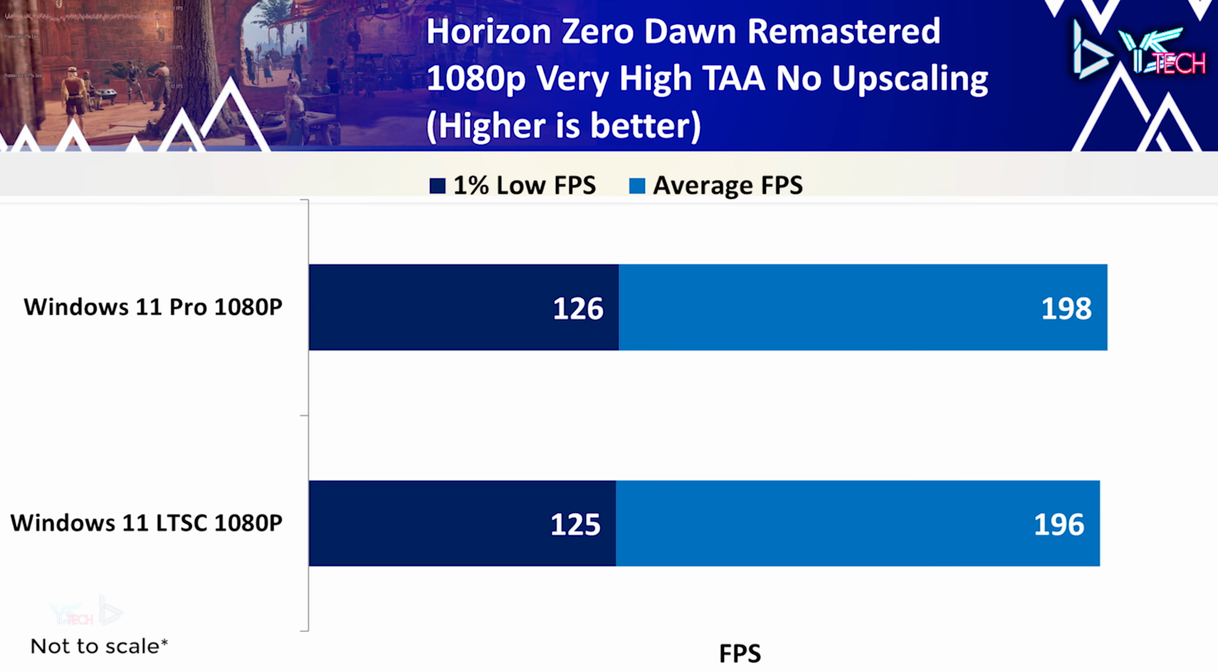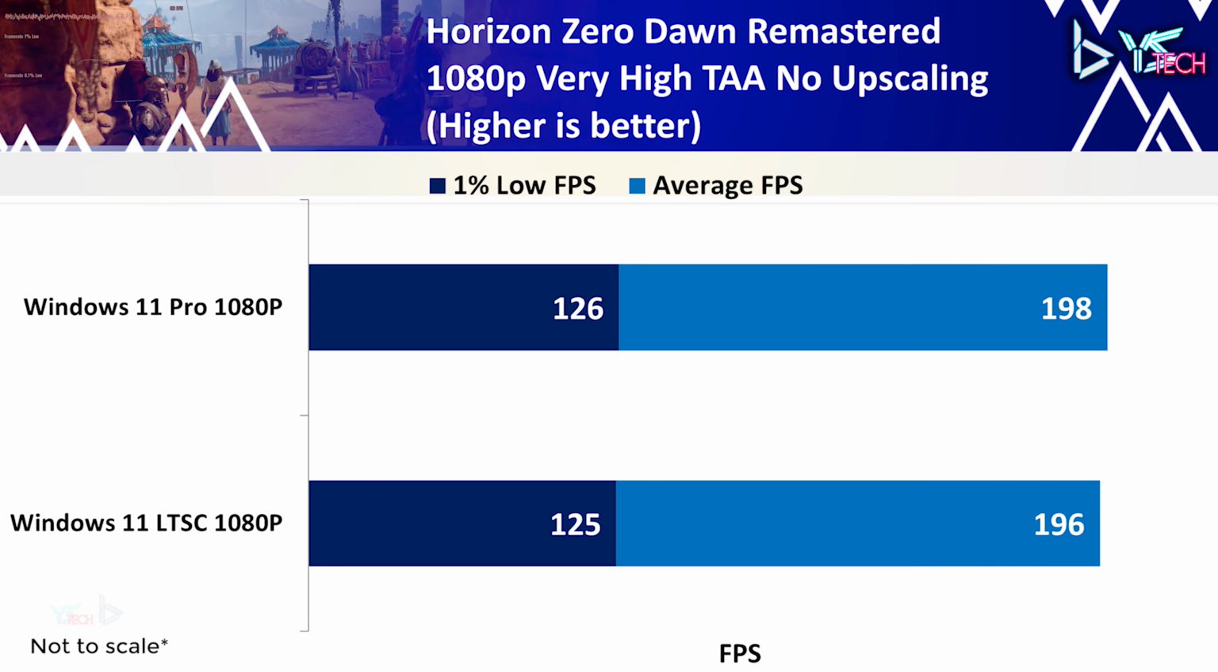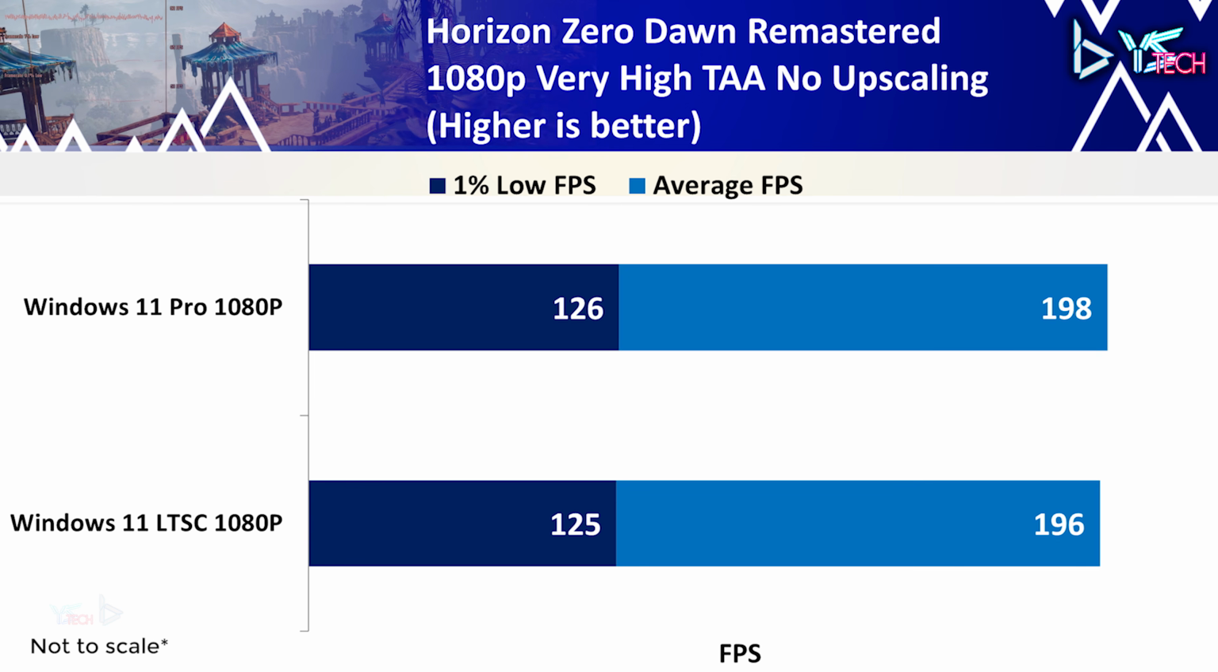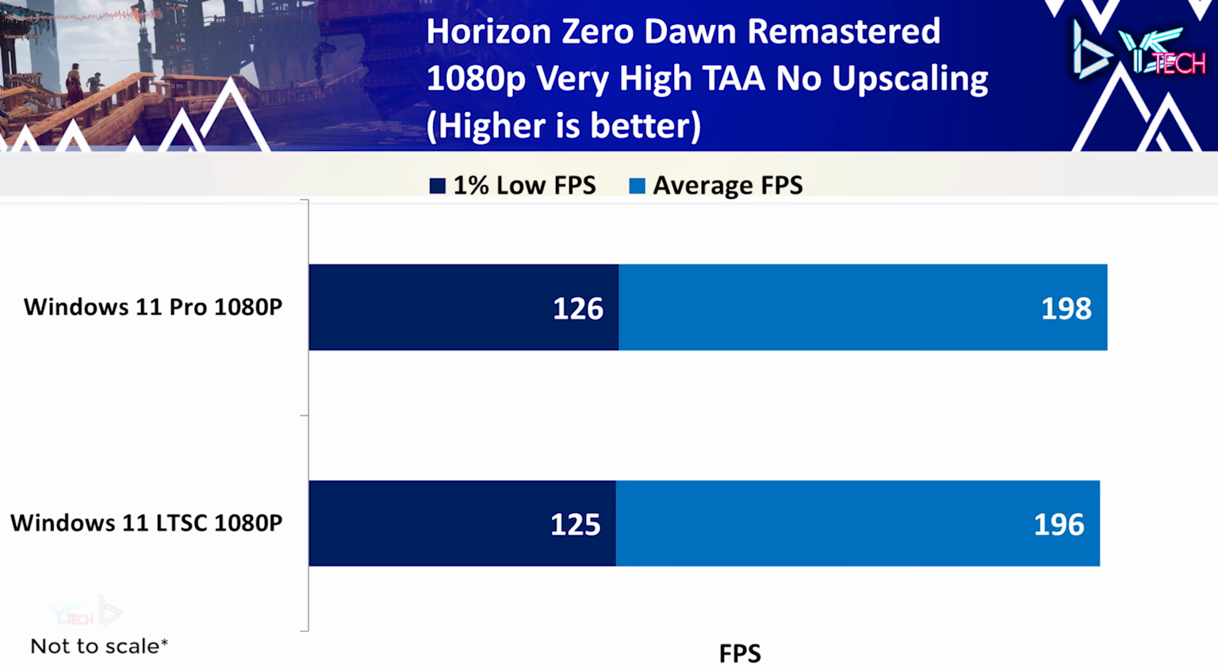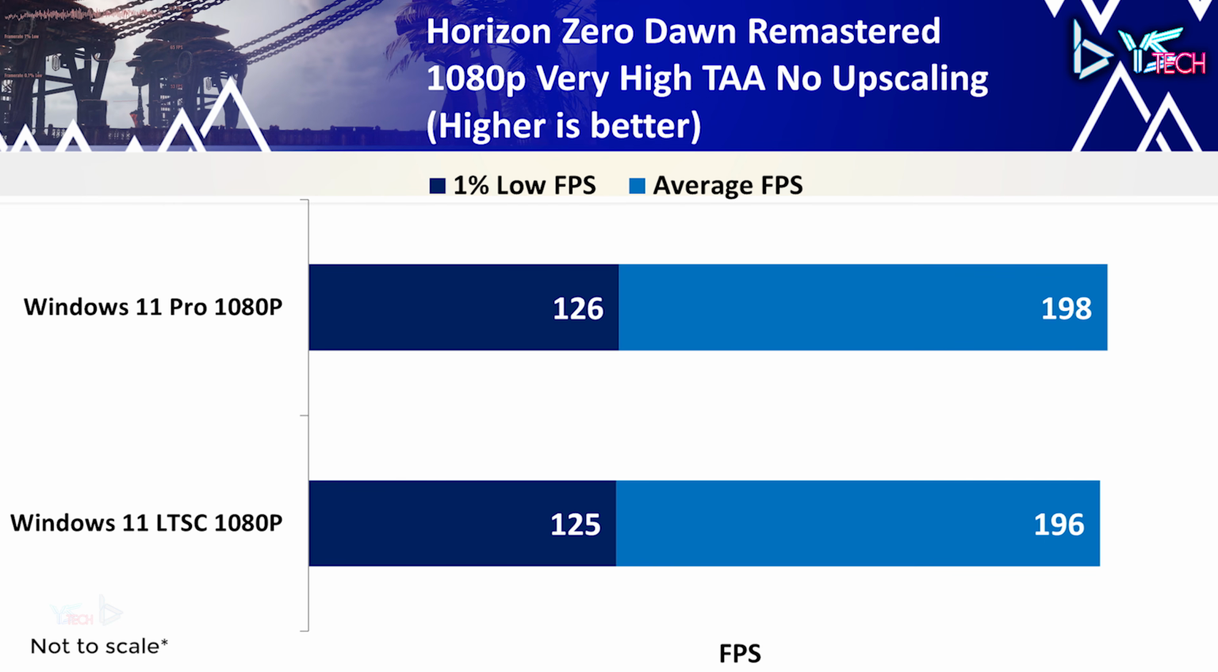Now again, not much of a difference here. On our 1% lows, it was an FPS difference of literally 1 in favor of Windows 11 Pro, and just a 2 FPS difference on our average FPS.